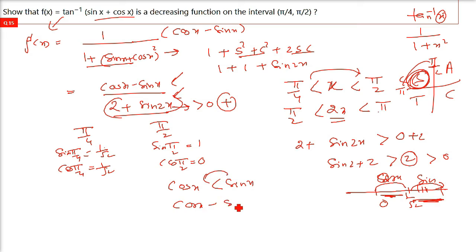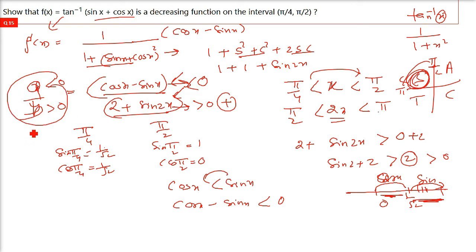Now take this side. Cos x minus sin x is less than 0. So cos x minus sin x is less than 0. So the numerator is less than 0 and the denominator is greater than 0. That means when you combine numerator and denominator, it will always be negative. I am saying a by b. A is less than 0, b is greater than 0. That means it will be less than 0. The whole quotient or the p by q form is going to be less than 0. That is why this f dash x is less than 0. So in this particular interval, pi by 4 and pi by 2, f dash x is less than 0. And in between this pi by 4 and pi by 2, when it is less than 0, it is a decreasing function in this interval.